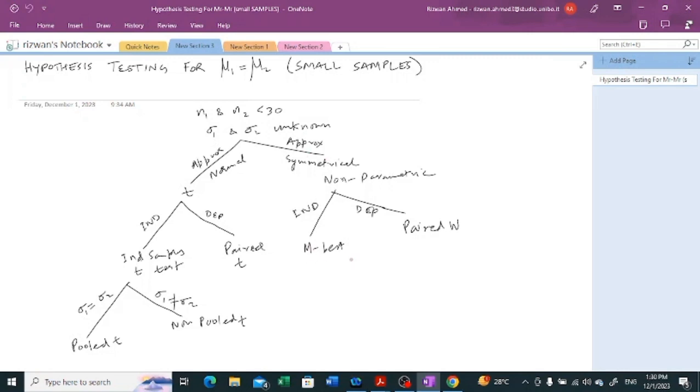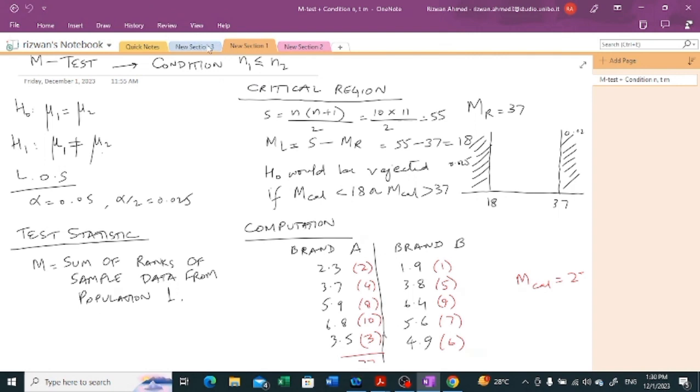M test is the Mann-Whitney test, for which there is a condition for its application. The condition is that M test can be applied only when n1, the number of observations belonging to the first data, is less than or equal to the number of observations belonging to the second data. So this condition we need to see in the data before applying or using M test.